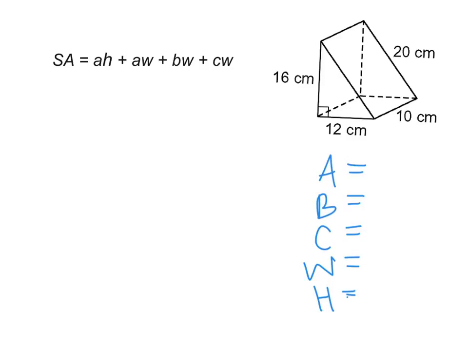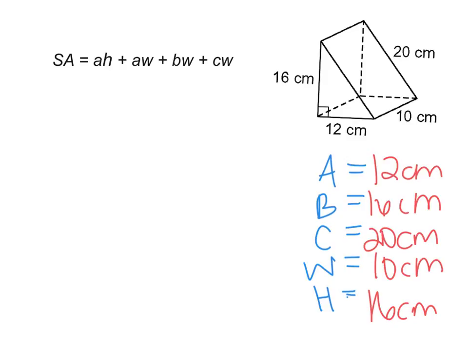All right, let's go ahead and have you try this one on your own. I want you to identify A, B, C, W, and H. I'll get you started with the formula, and then we'll have you solve it on your own as well. So right now, go ahead and figure out what A, B, C, W, and H would be, and then we'll continue.